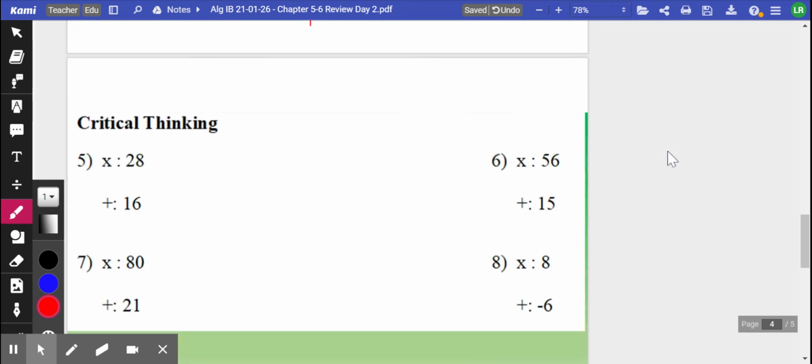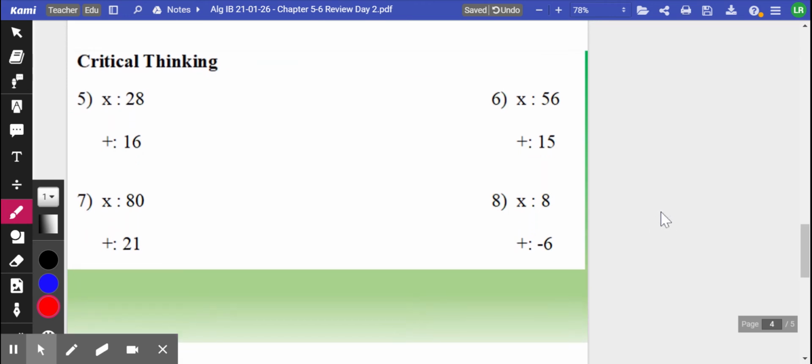All right. The last set is these critical thinking ones here. I want you to pause this and try to figure out the numbers. Remember, this means multiplies to be 28, adds to be 16. You're looking for two numbers. Multiplies to be 56, adds to be 15. Et cetera, et cetera. Let's see if you can figure these out.